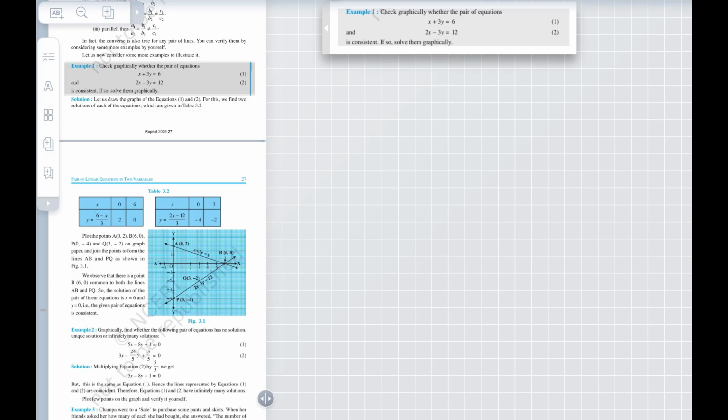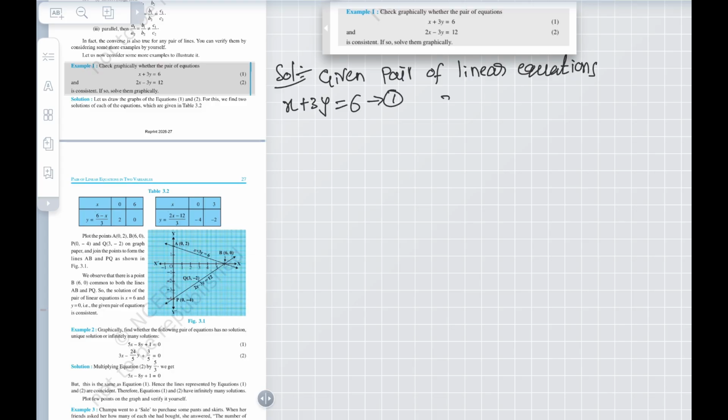And it is not necessary to draw the graph. Just by comparing their coefficients, we can tell whether they are consistent or not. Now let us solve the question. Solution. First you write like this. Given pair of linear equations, x + 3y = 6. This is equation 1. 2x - 3y = 12.